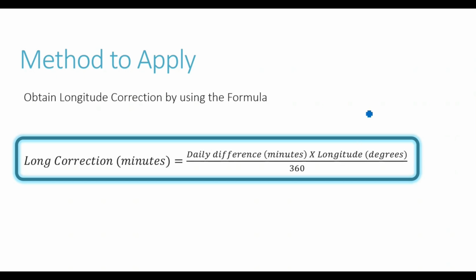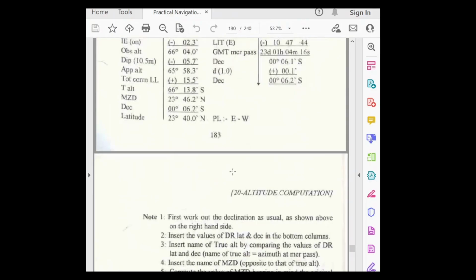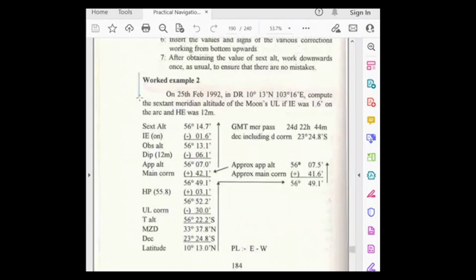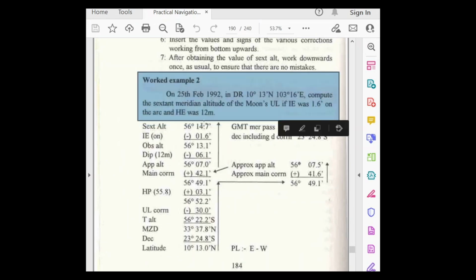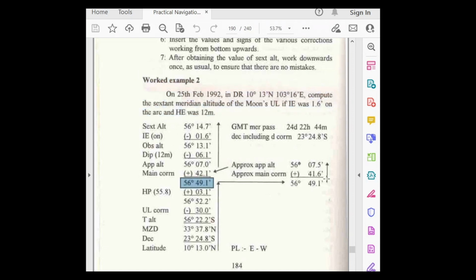Okay, now once you know about this formula, now you can do the computation of altitude for the moon. So if you go to this chapter, you have this second worked example which is on moon. So you use the exact same method what we have discussed. Okay, see, we started with latitude, did these corrections, we came up to the uncorrected altitude here, entered into the table with approximate mean correction, got the actual mean correction and went back.